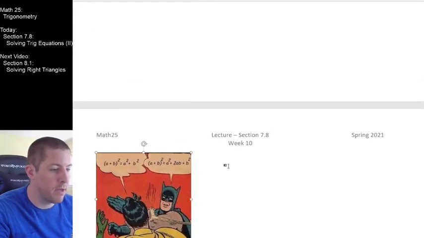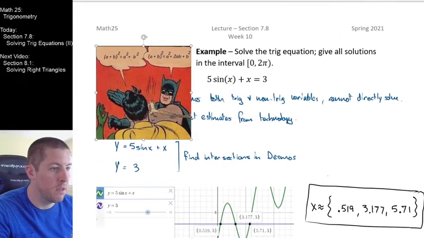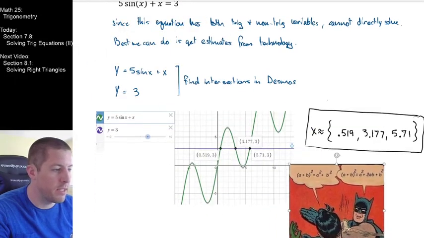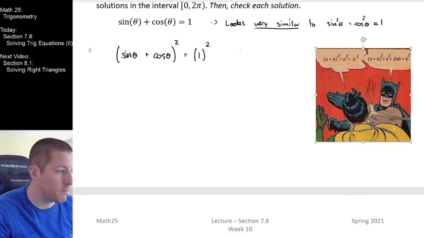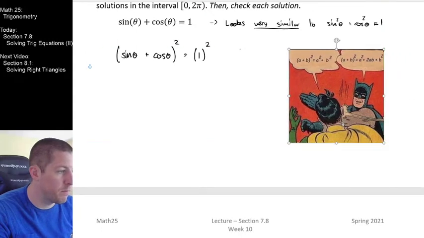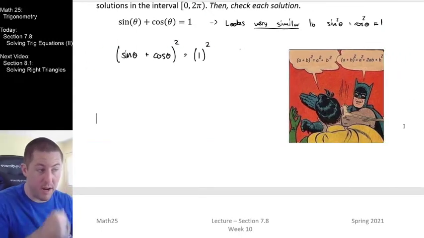Let me bring this guy up here. Oh, come on. Don't you go doing crazy things to me, Batman. Yeah, Microsoft Word. Thank you. There we go. Boom. Now it's part of our notes right here.